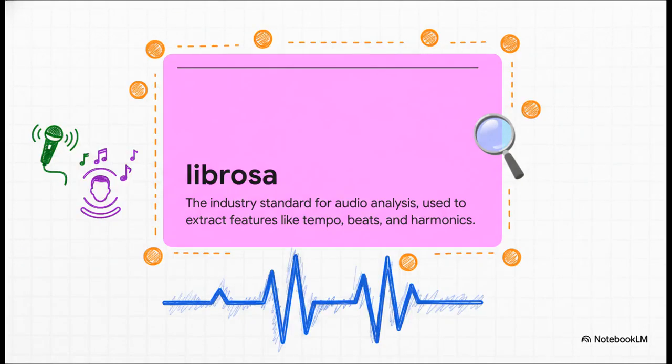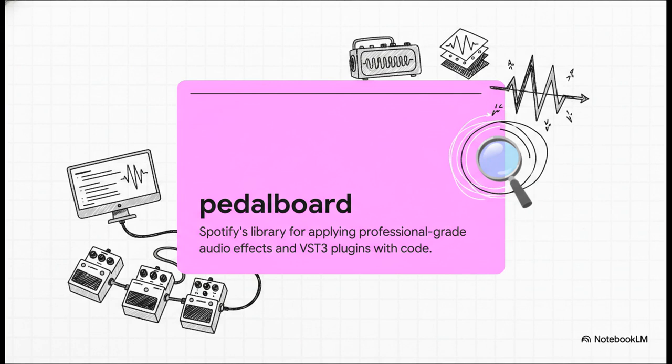Then you have the analytical tools, and this is where things get really interesting. Librosa is the industry standard for a reason. It doesn't just play sound, it understands it. It lets an artist look at the very DNA of an audio file. They can find its tempo, identify every single drum hit, or even separate a singer's voice from the instruments behind them.